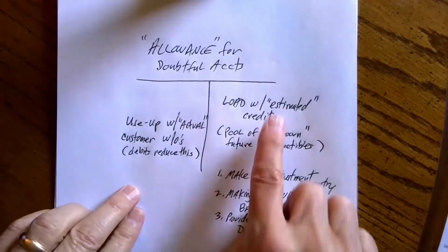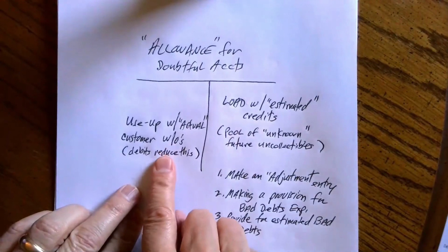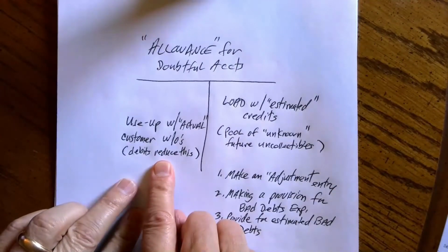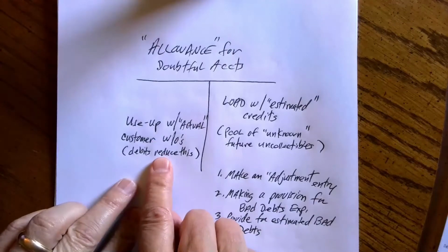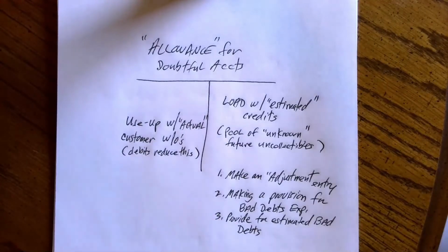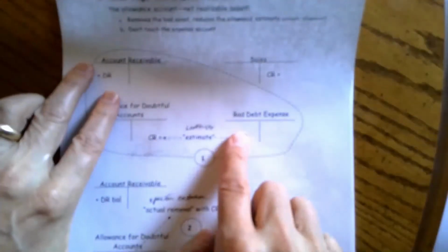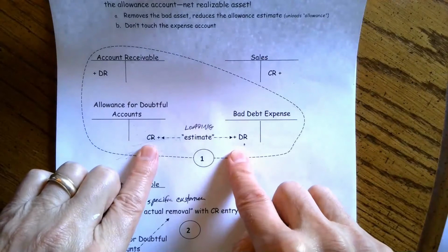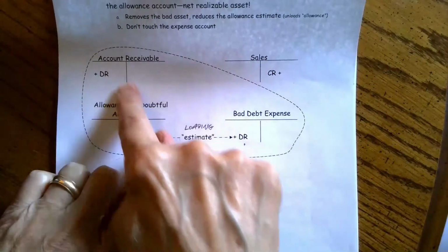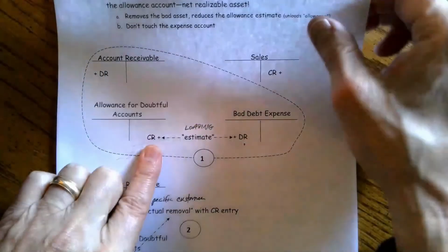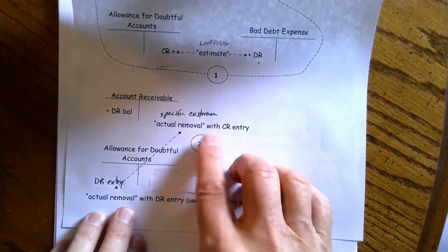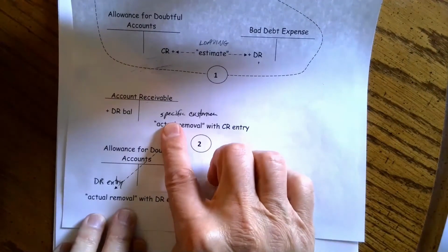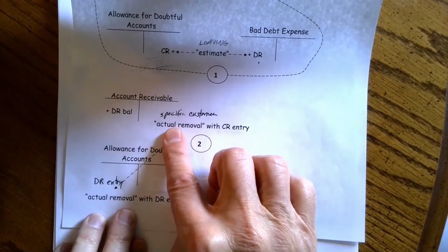We use up the balances with actual customer write-offs. Specific receivables that are reduced are taken against this account. So again, loading it, stage 1 with estimates: debit bad debt expense, credit the allowance account, load it up, which is offsetting this other current asset, accounts receivable. In the second phase, we remove specific receivables from our main accounts receivable account when we abandon them, 6 months, a year later.